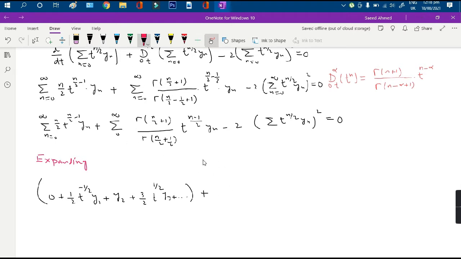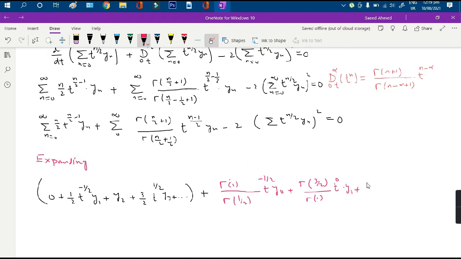Here when n is 0, it becomes gamma of 1 over gamma half, and t to the power minus 1 by 2 into y0. Plus when n is 1, this becomes gamma of 1 by 2 plus 1, so it is 3 by 2, over gamma of 1 by 2 plus 1 by 2, which is gamma 1, and t to the power 0, and we have y1.